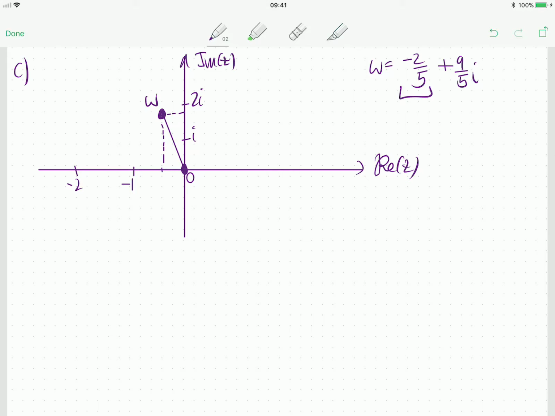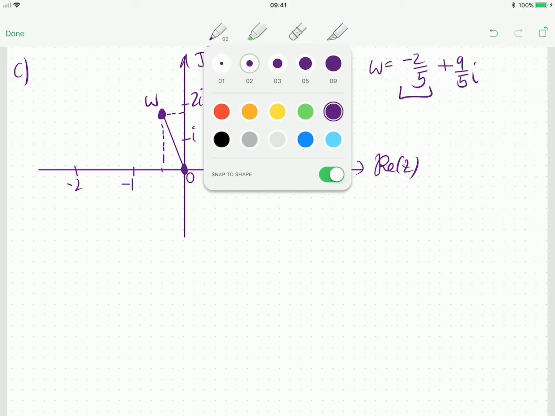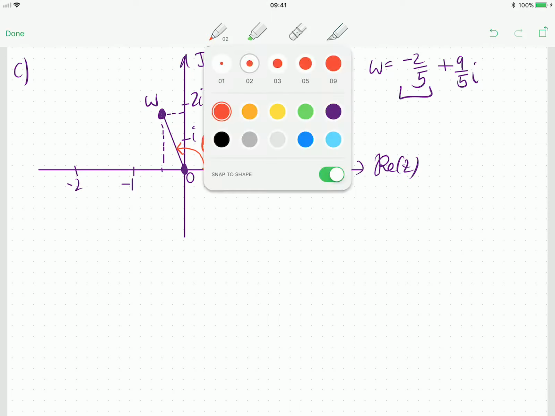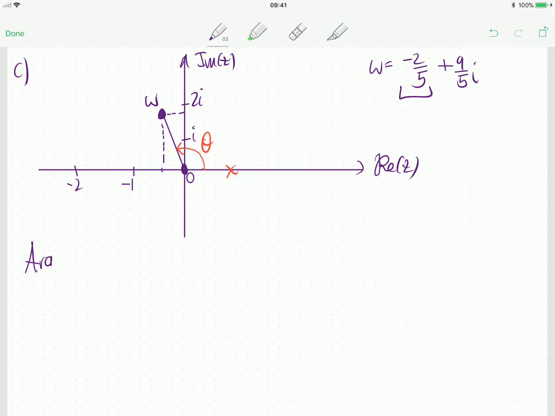For part C, we want the argument. So what does the argument mean? Well, it's the angle from the positive x-axis, the real axis, to the number, and the argument must be between minus pi and pi. So in our case, it's going to be this number here. Okay, so the argument of W is this angle.